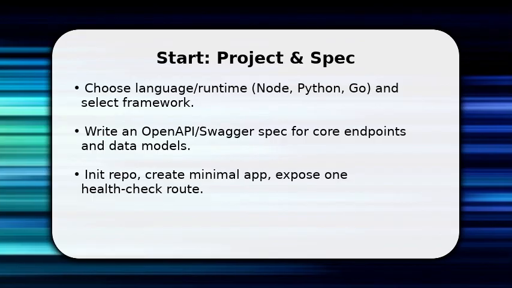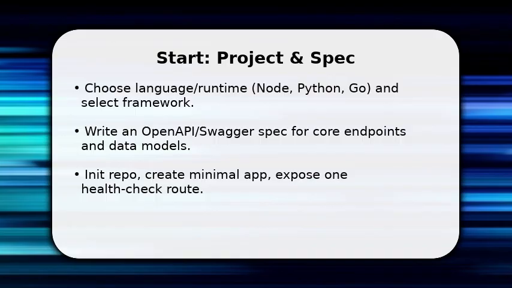Initialize version control, add a README, and implement a single health check route to prove the server runs. Once done, run the app locally and confirm the endpoint returns 200. This proves your pipeline and gives a solid starting point.